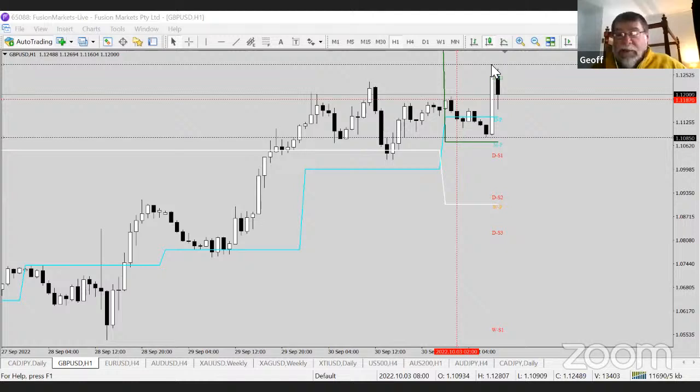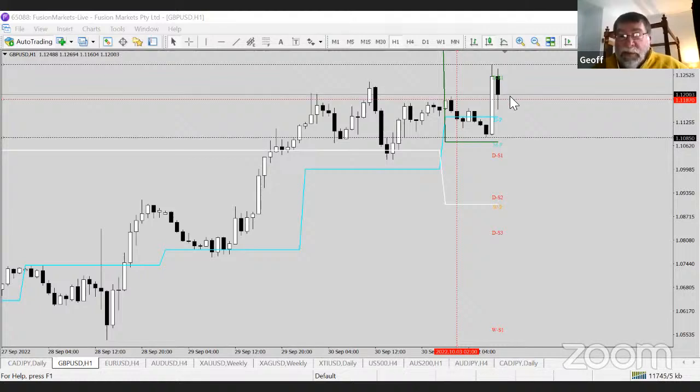We have identified the top of the range here at 1.1281, and the bottom of the range here at 1.1085. Sorry, I've got to keep moving my control panel so I can actually see the chart. Such is my situation today with only one monitor. So 1.1085, 1.1281. The idea is to try and trade the range to begin with, and then hopefully the breakout of the range.